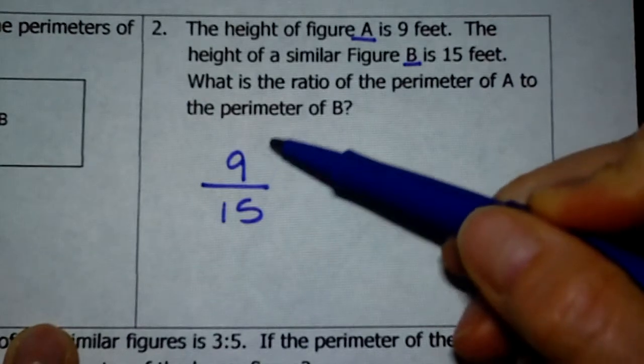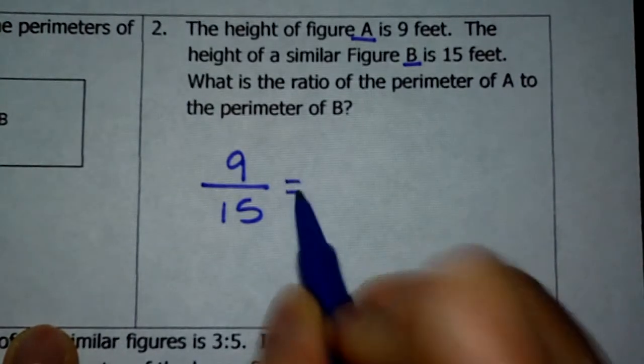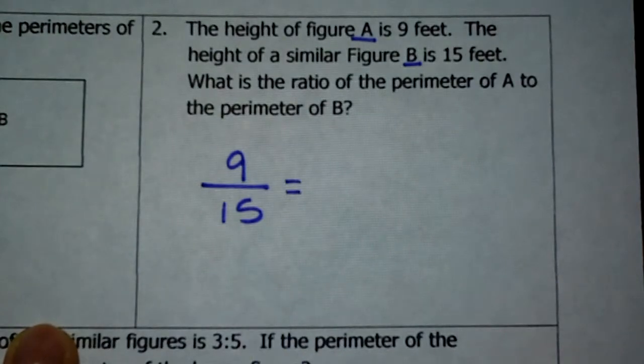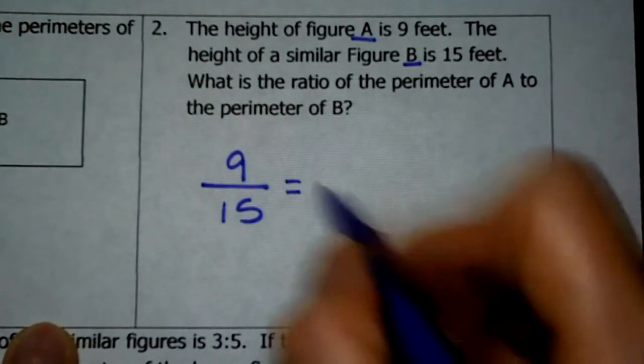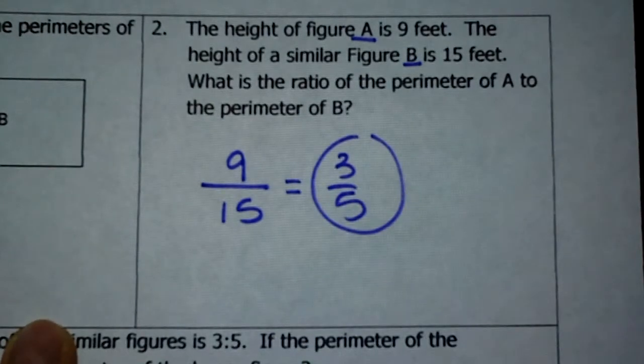So this shows me the height of A compared to the height of B, so I'm going from A to B. And when you simplify 9/15, because I always want these in simplest form, you get 3/5. That means that the ratio of the perimeter of A to B would be 3/5. I know, it seems like it's too easy. I'm not lying. This is it. All you need to do is simplify the ratio of the corresponding sides.